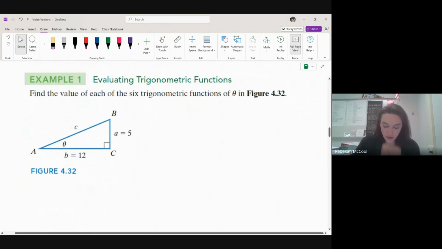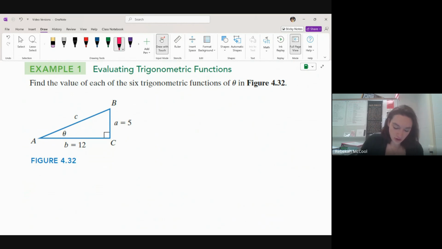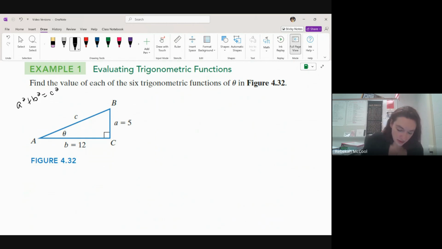So we are going to use this right triangle trig to find the values of the 6 trigonometric functions for the triangle that we have here. So notice how we're given only 2 sides of the triangle. So we're going to have to remember our Pythagorean theorem. Pythagorean theorem says a squared plus b squared is equal to c squared. And that c is always going to be our hypotenuse. That's the one that's by itself.